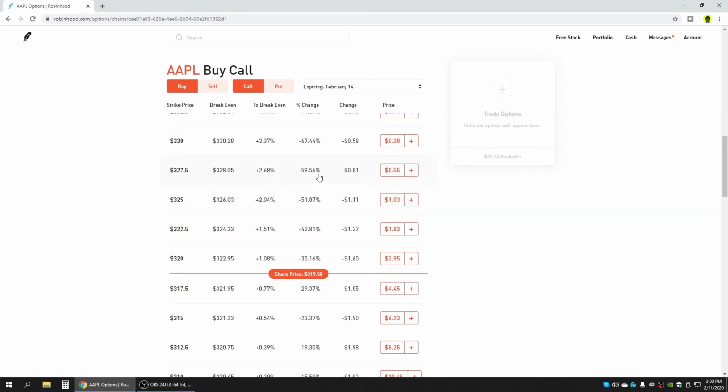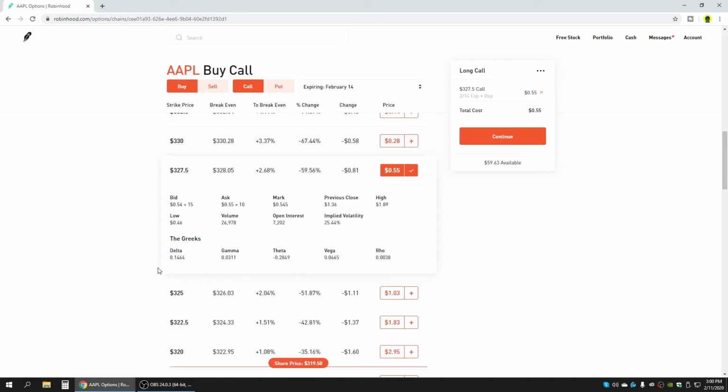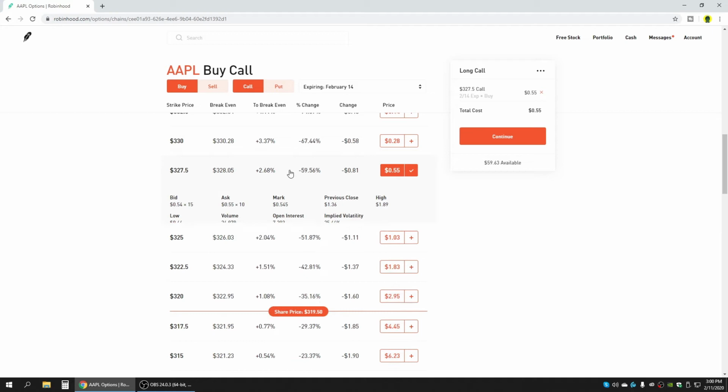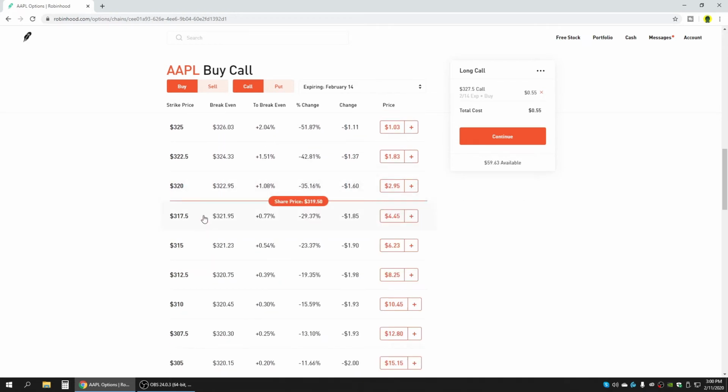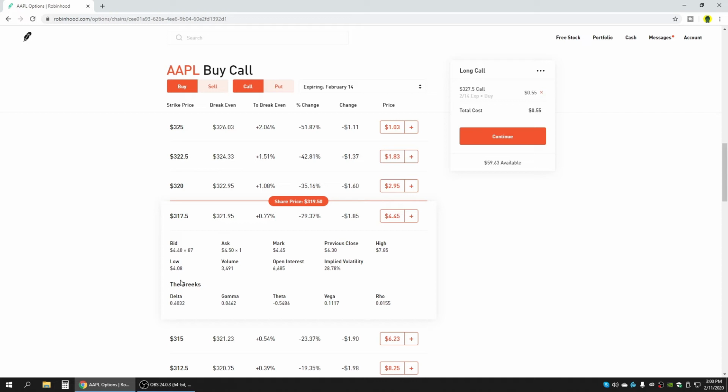So say, for example, we bought this 327.5 call for 55 cents. The delta on this right now is 14 cents. So every time Apple moves up $1, this contract's going to gain 14 cents. So by the time it gets to where this 320 contract is and it's at the money, it's going to be gaining about 50 cents per dollar. And then once it gets in the money, you can see it doubles almost.